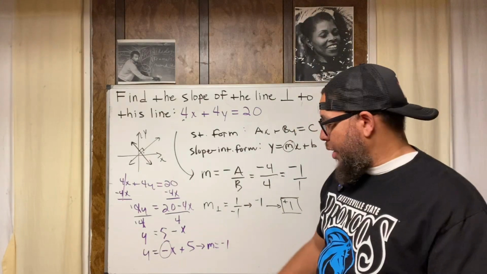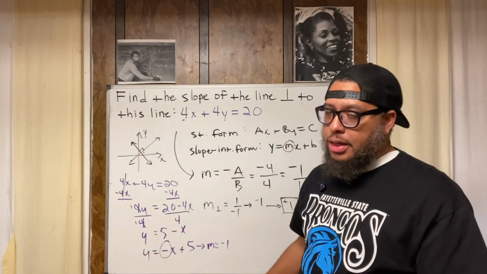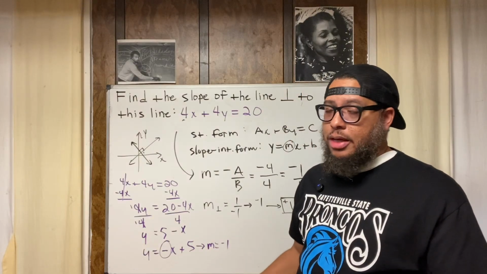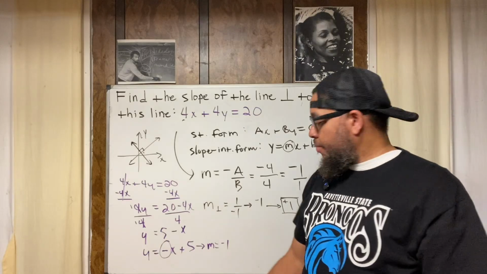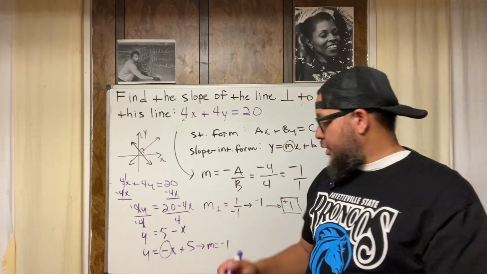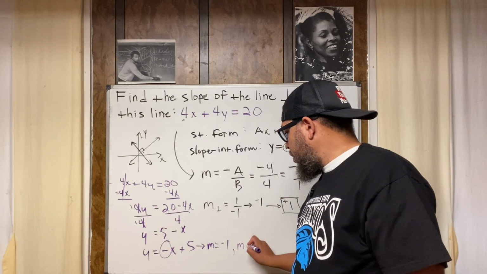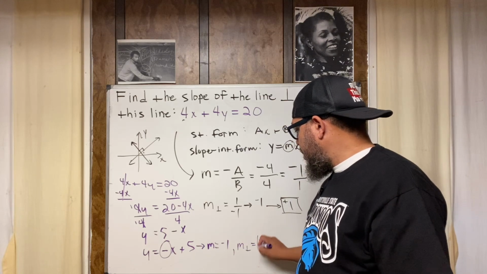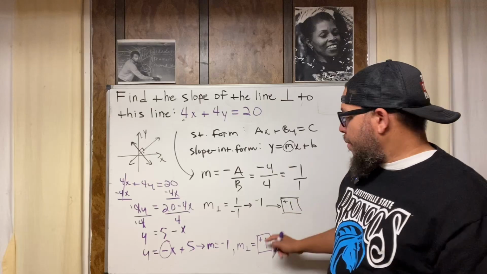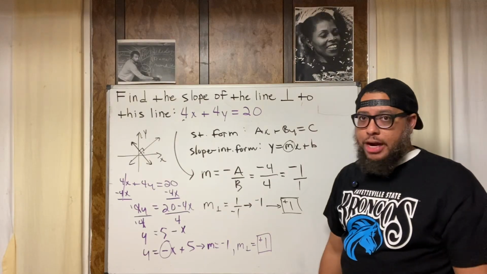So we already talked about what happens when you take the reciprocal of -1: you still get -1. Just like the reciprocal of +1 is still +1. But then you switch the sign. So the slope of the perpendicular line is +1, just like we had up here. So there are two ways to do it, right?